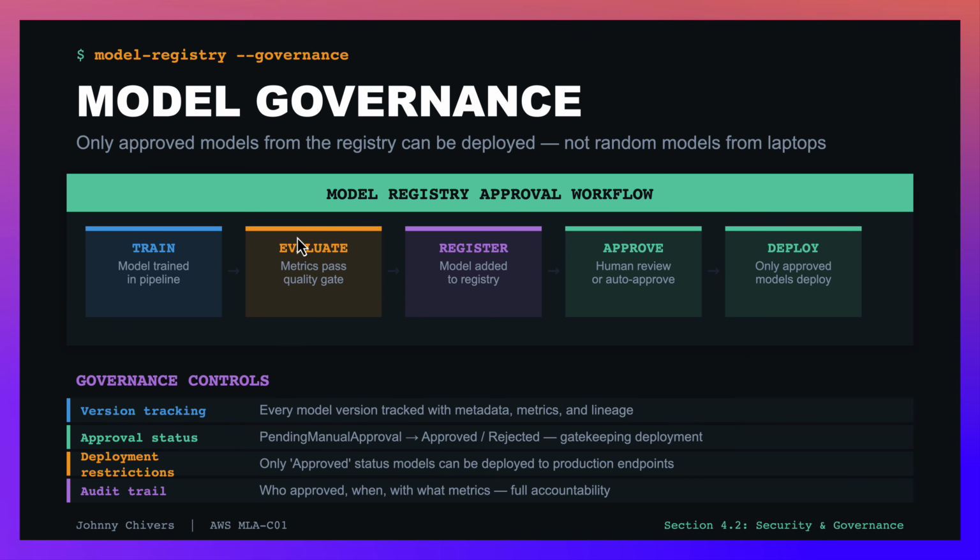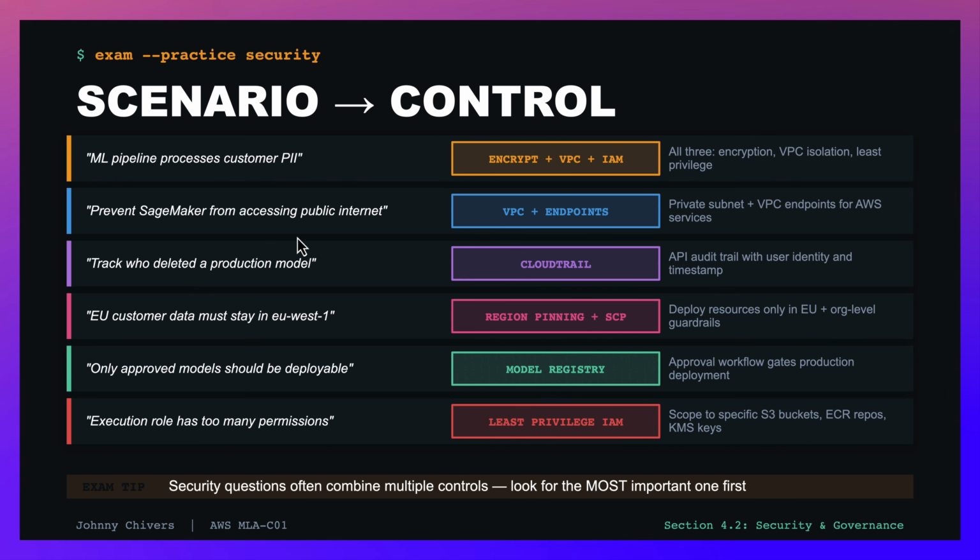So if you have a SageMaker pipeline and you're constantly retraining the model, then you can keep versions of the model as they are. And again, exam practice for the security, this is what you need to be thinking about. You have an ML pipeline processing customer PII data, where you're going to need to think encryption, VPC, and IAM need to be there. Prevent SageMaker from accessing the public internet. Well, you can use a VPC with no internet access, and block the public endpoints.